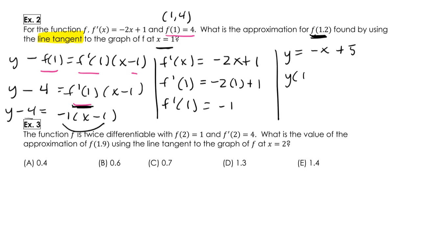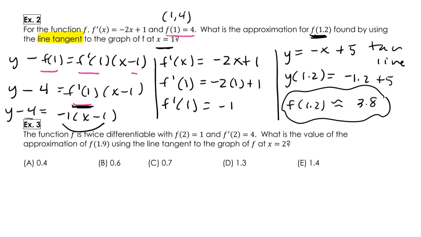Now I want y at 1.2, because that's what they said. They said find the tangent line, which we did. Then they said use that to approximate. And that is going to be negative 1.2. Oops, let's fix that. Negative 1.2 plus 5. So f of 1.2 is approximately 3.8.